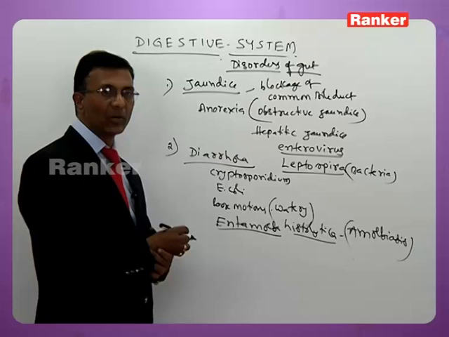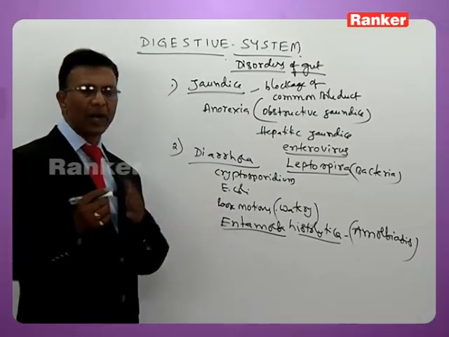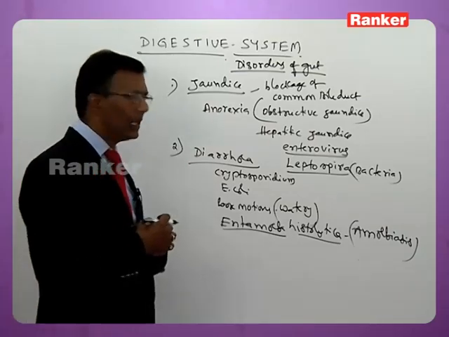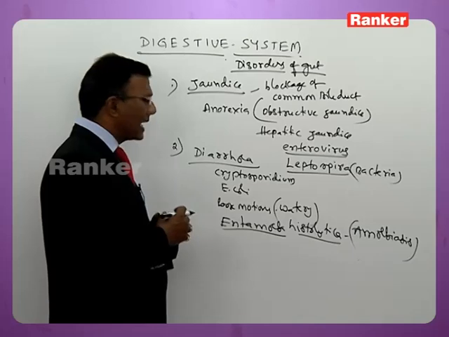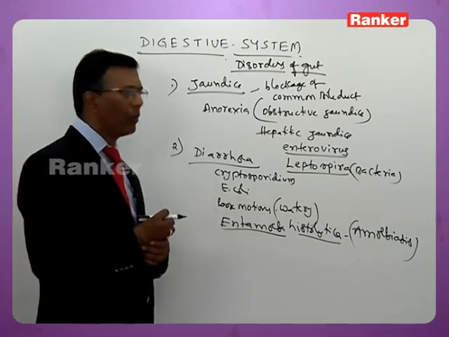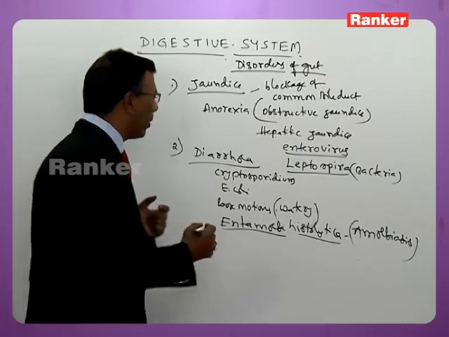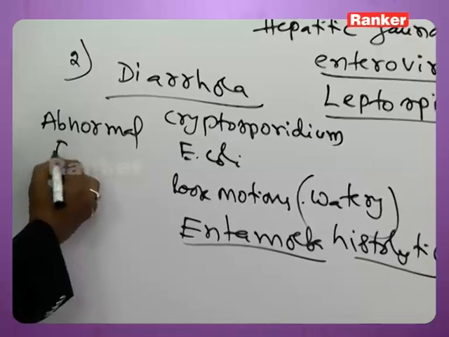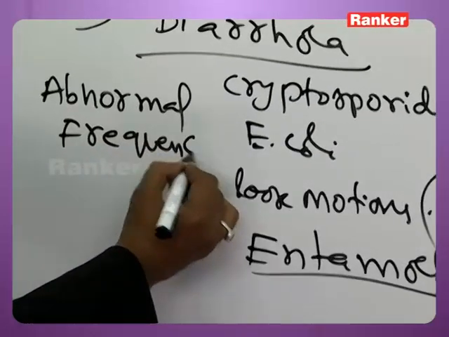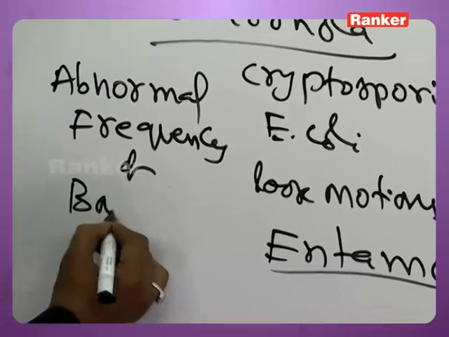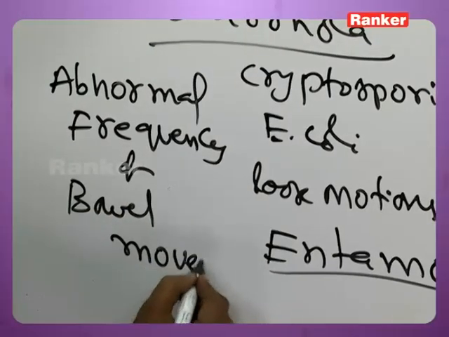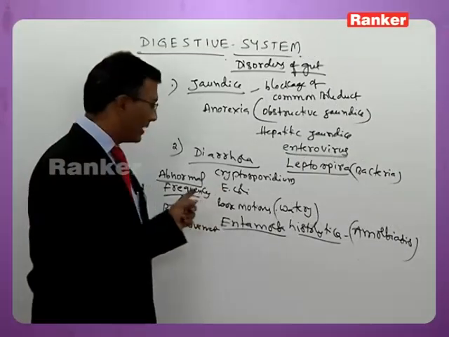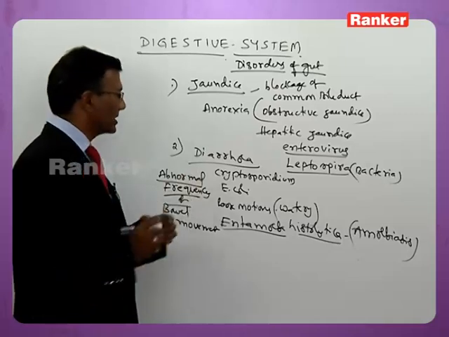Amoebiasis is caused by Entamoeba histolytica. The characteristic symptoms: watery discharge, loss of water content from the body, and dehydration sets up in the body. Then there will be irregular bowel movement, abnormal frequency of bowel movement. This is the characteristic symptom, abnormal frequency of bowel movement noticed in diarrhea.